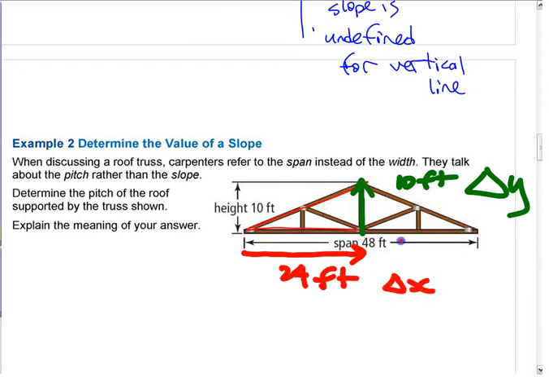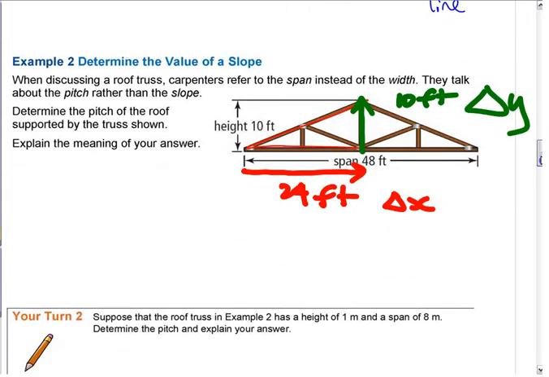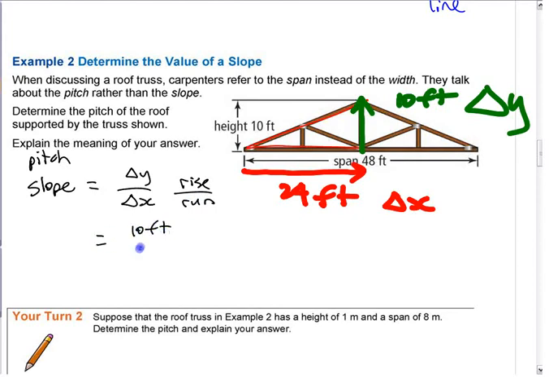You could argue whether it's going uphill or downhill and whether it's negative or positive. In a situation like this, you're not going to call it negative. But the slope, or what they call the pitch when you're talking about roofs, is delta y over delta x. The vertical always goes on the top. Rise over run. Rise is on the top, right? It goes up 10 feet for every 24 feet across.